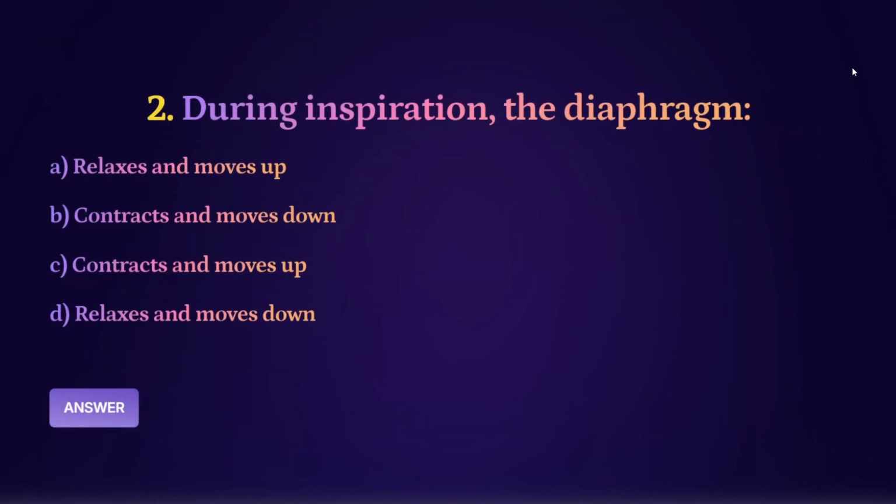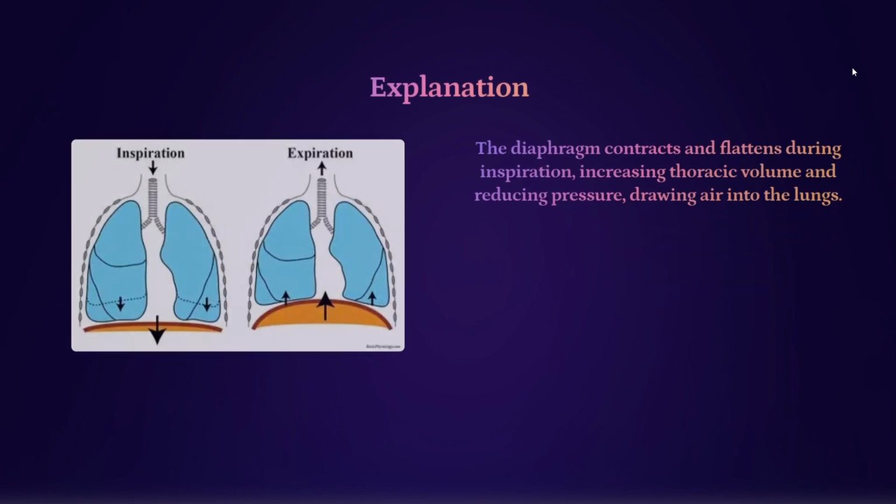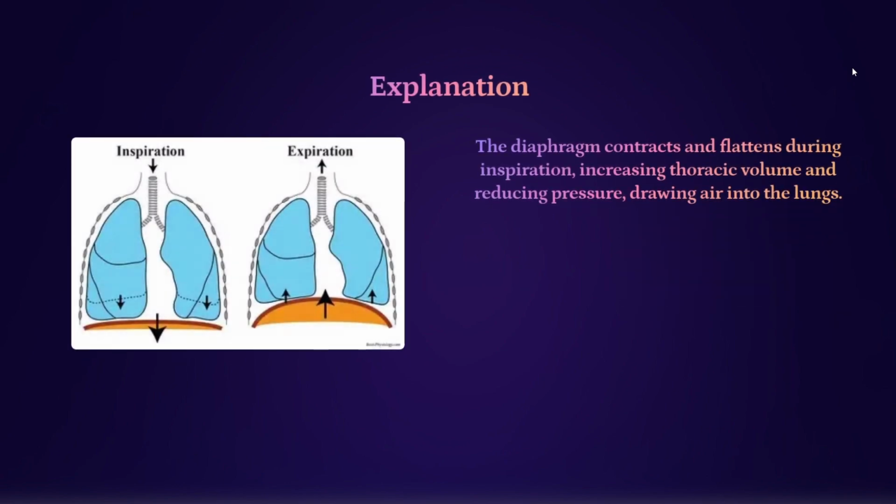Question number 2. During inspiration, the diaphragm, options are A. Relaxes and moves up, B. Contracts and moves down, C. Contracts and moves up, or option D. Relaxes and moves down? The correct answer to the question is option B, that it contracts and moves down. The diaphragm contracts and flattens during inspiration, increasing thoracic volume and reducing the pressure, thereby drawing air into the lungs.